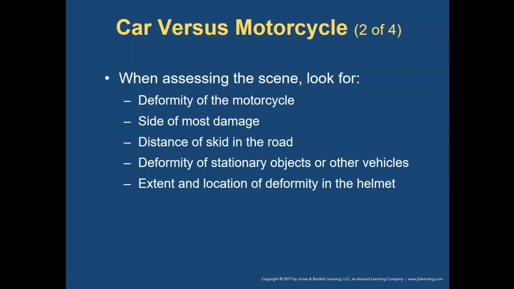So when we roll up and assess these scenes, some of the things we're looking for are deformity of the motorcycle, side of the most damage, distance of the skid, and deformity of stationary objects or other vehicles. Also, we want to think about the extent and location of deformity in the helmet. That lets us know how things were struck.